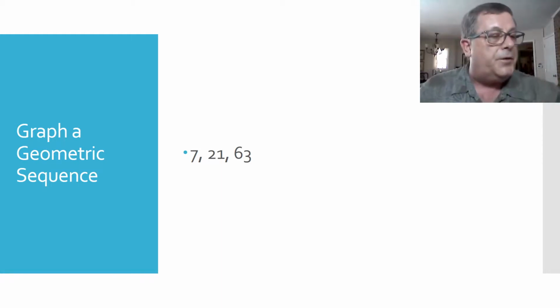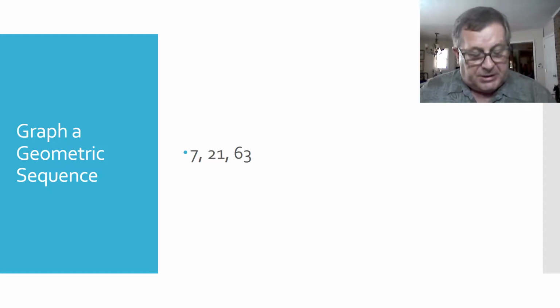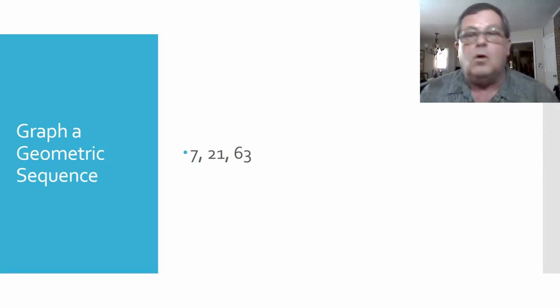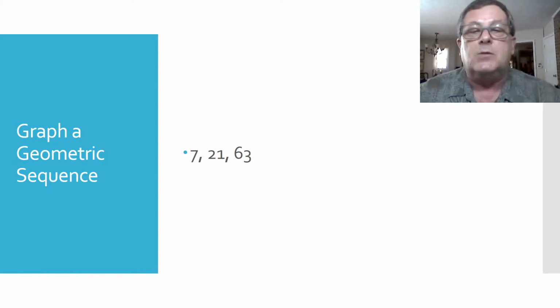All right, so we're continuing to move forward, looking at geometric sequences in this chapter, section 10-1, sequences as functions, and we are on page 661. This is example 5, where we're being asked to graph a geometric sequence.